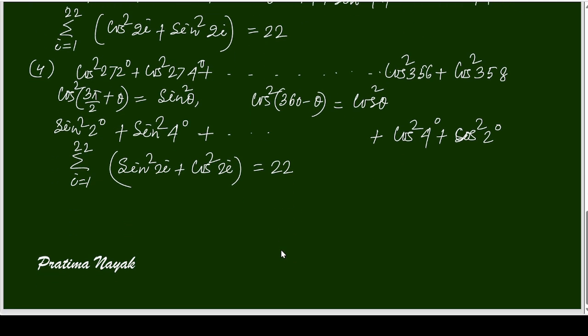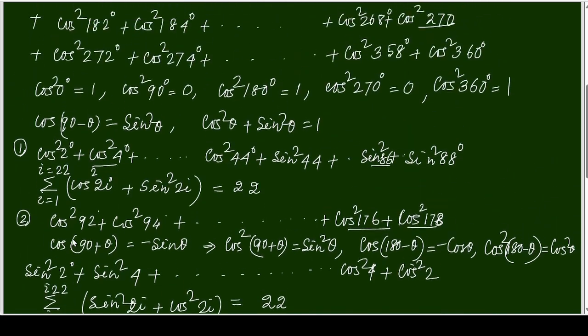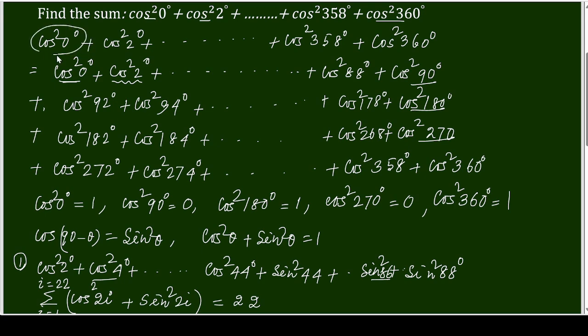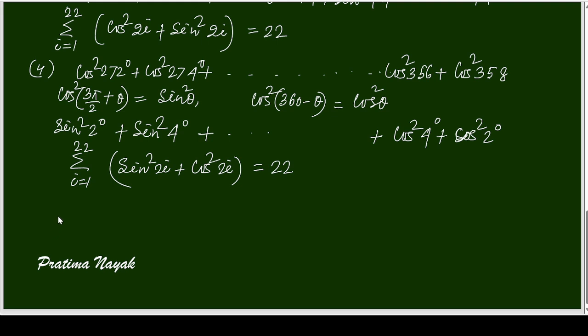So the four series are all 22, 22, 22, 22, and for the value of the first part, cos square 0 is 1, cos square 90 is 0, this is 1, this is again 0, and this is 1. The value was 3. So 3 plus 22 four times, the sum equals, so I am writing the final answer.